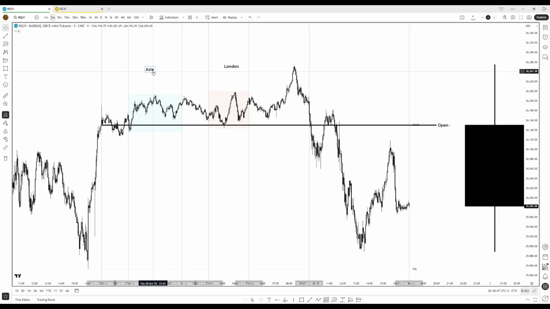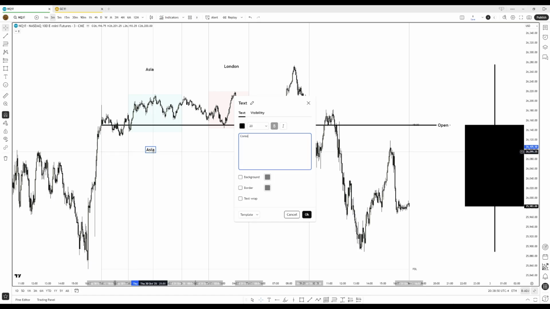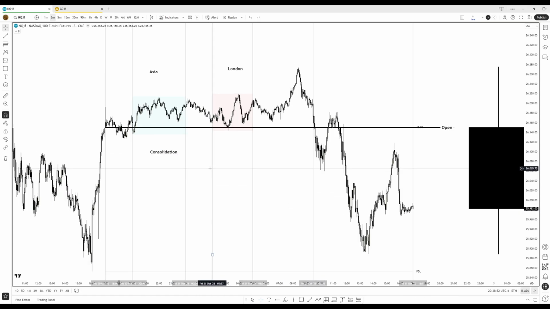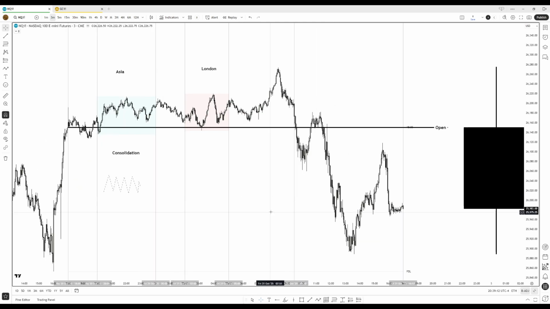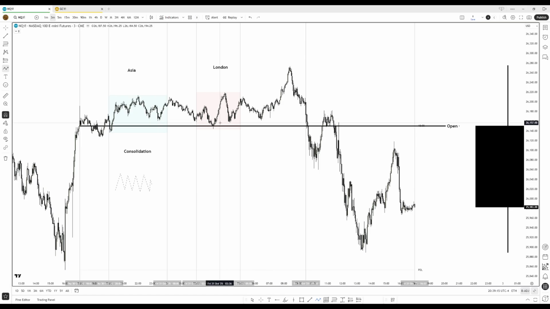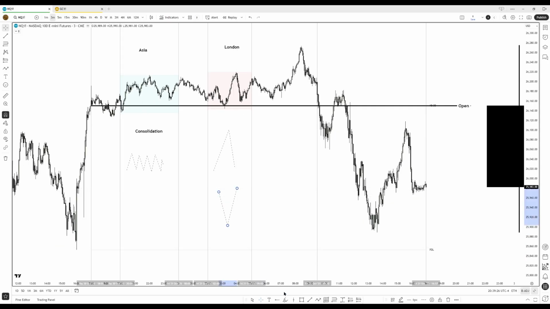So the characteristic for Asia, right? It's consolidation. This isn't set in stone, but most of the time for Asia, what you're going to see is some kind of movement, consolidating, building up orders, building up orders for liquidity. Then for London, you're going to see it make some kind of manipulation move, high or low of the day, right? About 70% of the time.